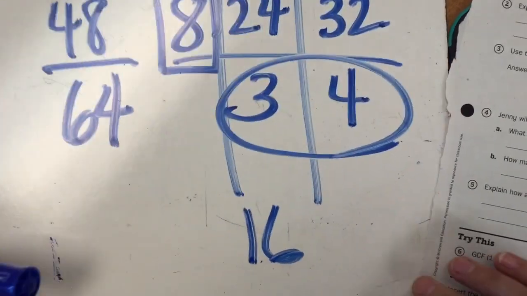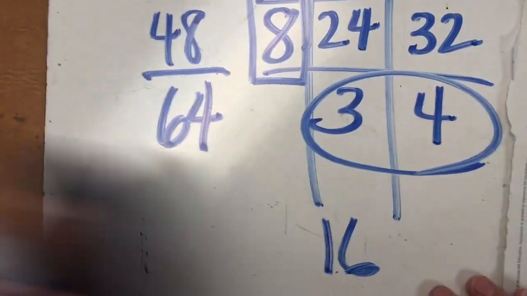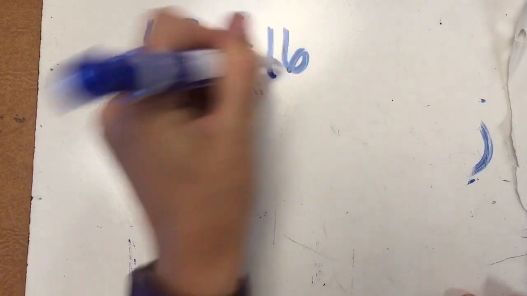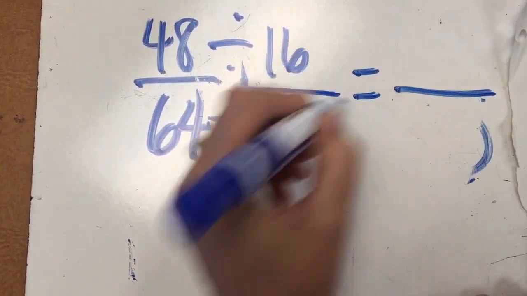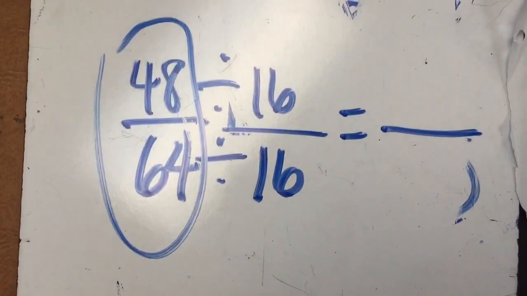And what that leaves us is that we're able to take this fraction and say, okay, if I divide the numerator by 16, and I divide the denominator by 16, then that will give me this fraction in simplest form.